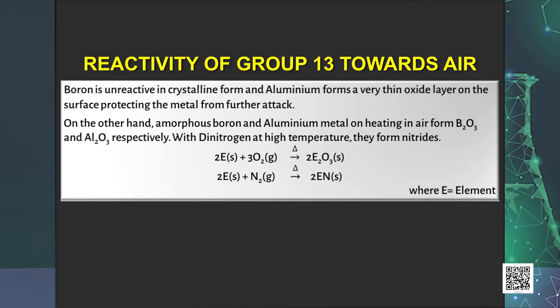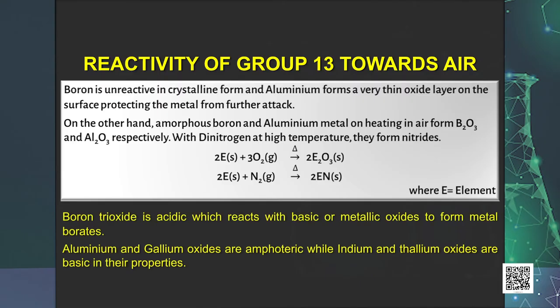When a metal in its elemental solid state reacts with oxygen gas, it gives metal oxide. When a metal in its elemental solid state reacts with nitrogen gas, it produces metal nitride. Boron trioxide is acidic in nature, which reacts with basic or metallic oxides to form metal borates. Aluminium and gallium oxides are amphoteric, while indium and thallium oxides are basic in their properties.